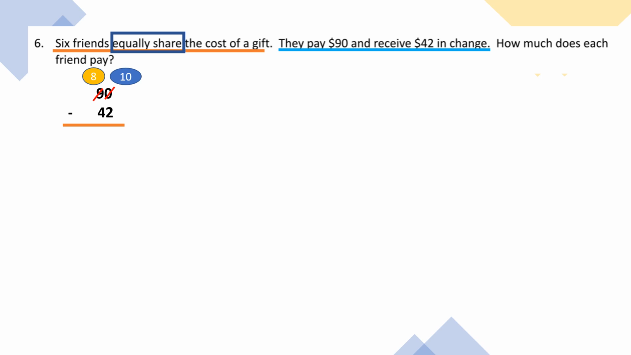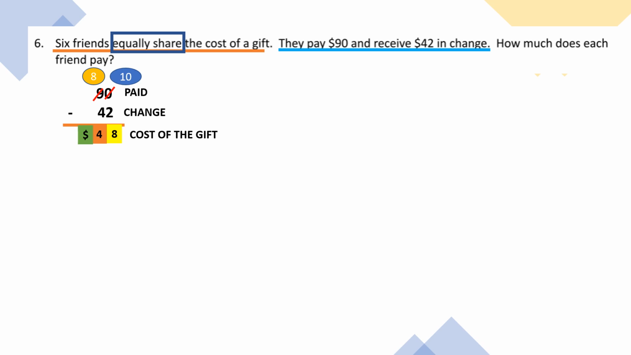Now I can subtract. 10 minus 2 is 8, and 8 minus 4 is 4. So $48. That means they paid $90 and received $42 in change, which means the cost of the gift was $48. Now I know how much the gift cost, so now I know the cost that they're equally sharing. So they equally shared $48.